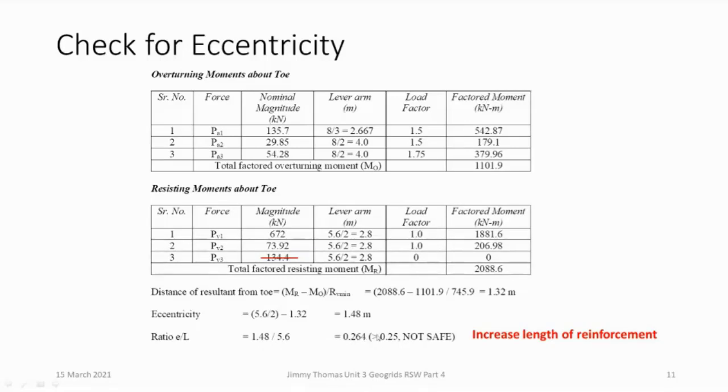But the maximum permissible e by L ratio is 0.25. So that means the design is not safe. Eccentricity is more than allowed. So that means we have to increase the length. So let us increase the length to 5.8 and see what happens.